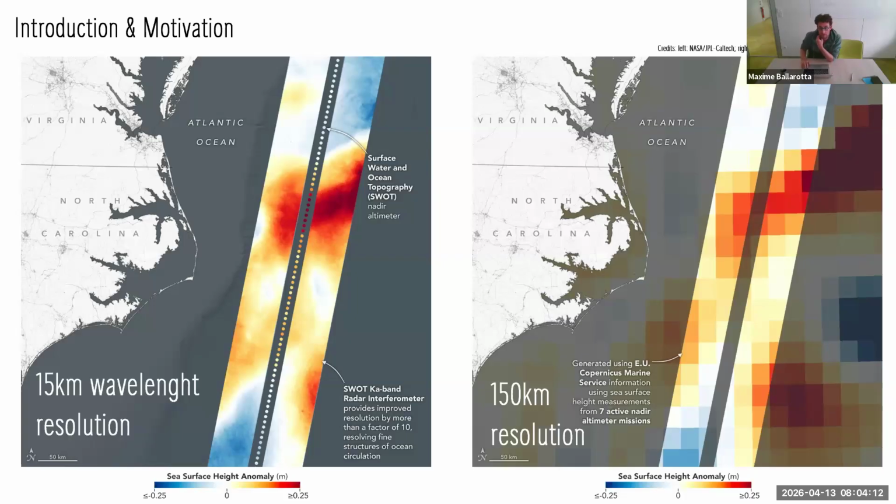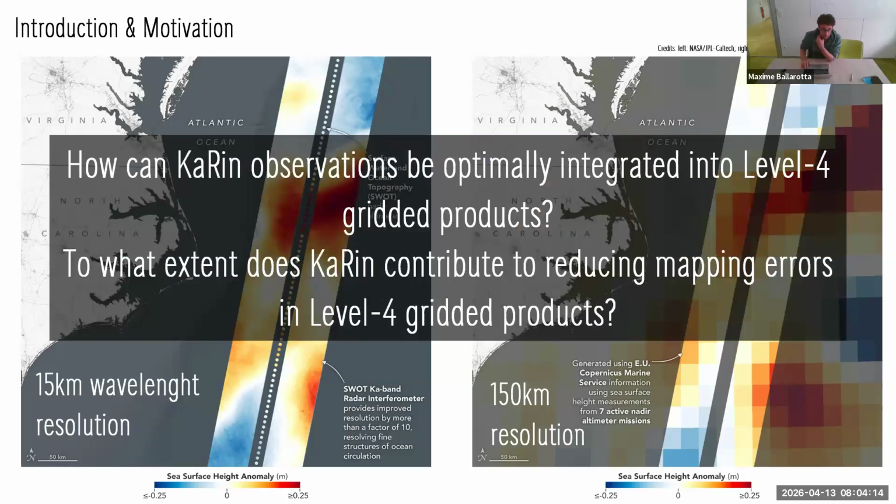150 kilometer effective resolution. And since SWOT is flying, there are two main motivations in the level 4 community: how this new observation can be optimally integrated in the gridded product, and also to quantify the reduced mapping error thanks to this new observing system.